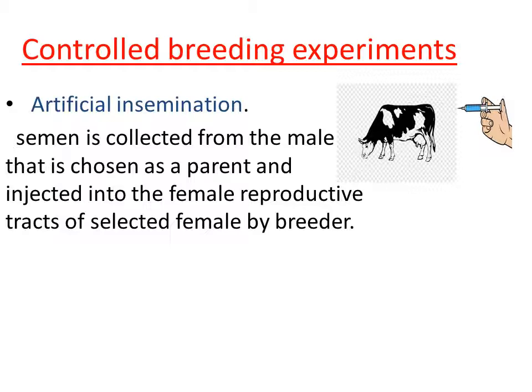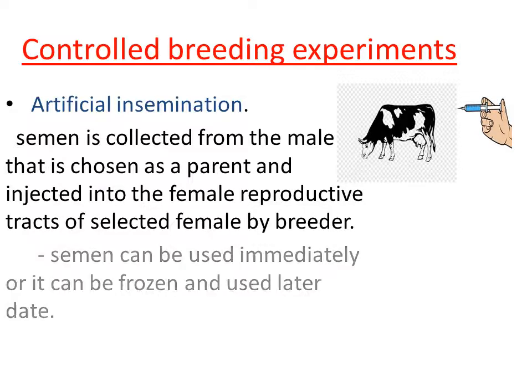So that is why it is called artificial insemination. Here the semen can be used immediately, or it can be frozen and used later. This is very useful, because we can use the collected semen immediately, or if the male animal is not available in a particular place, we can carry the semen collected from some region to use for breeding, so that the frozen semen can be used at a later date. Whenever we require the semen, the frozen semen can be used again.